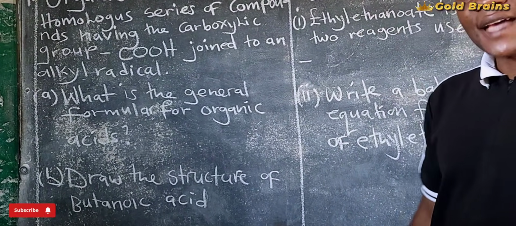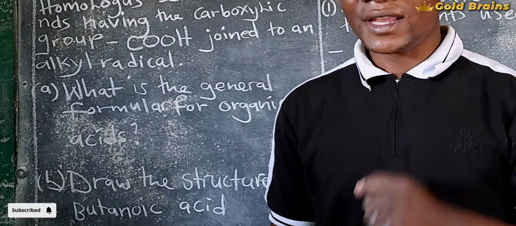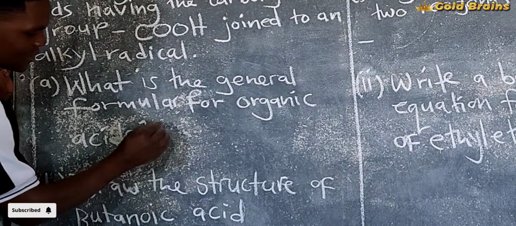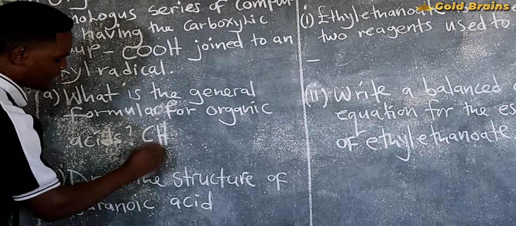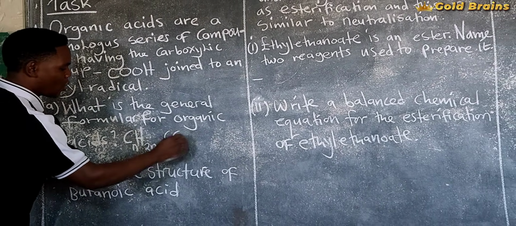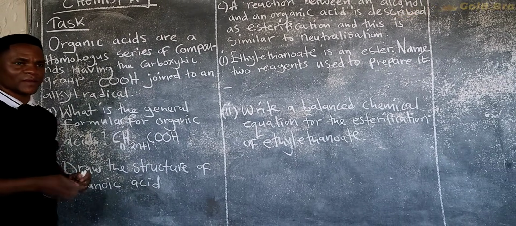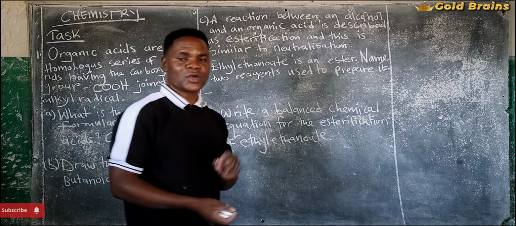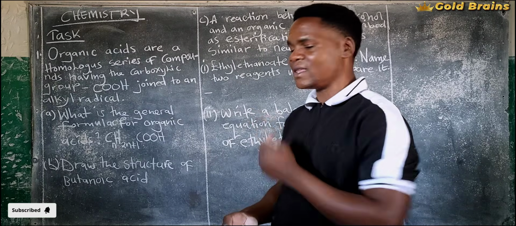Organic acids have two main general formulas, and one of them is this here. We write it as CnH2n+1COOH. This is one of them. But every single time you use this general formula, remember that to every value of n, you subtract 1 before you replace it there.